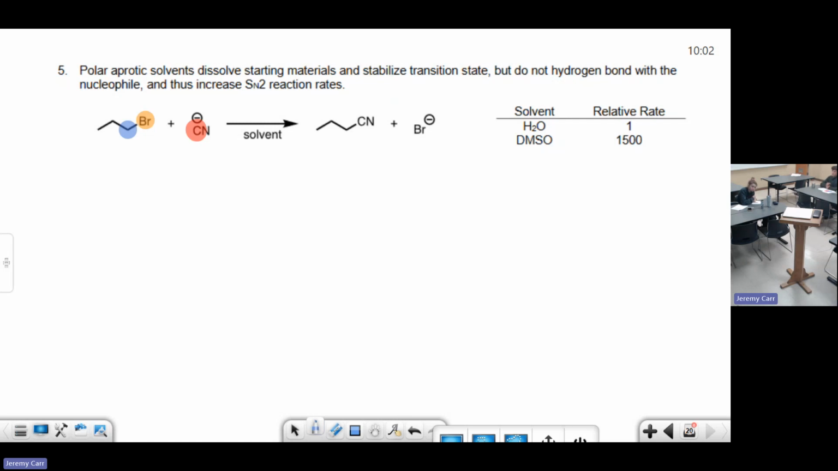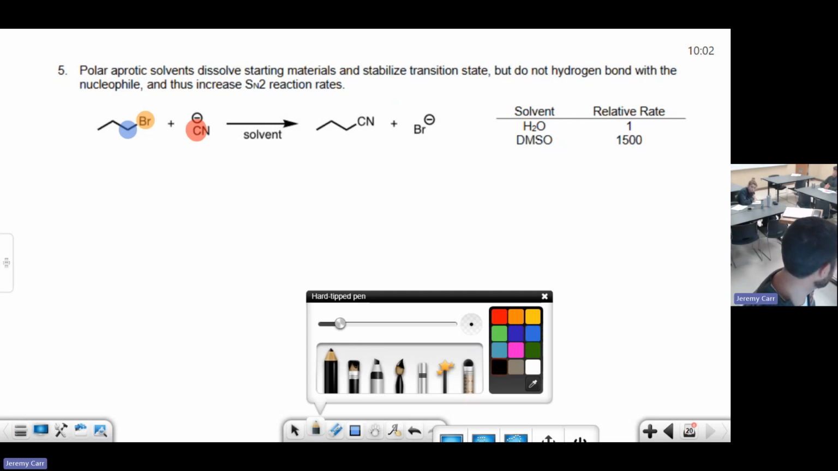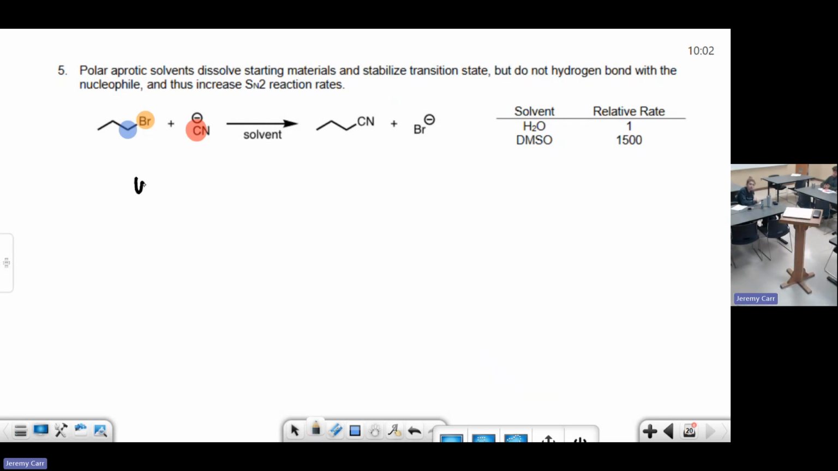When you run the reaction in water, the relative rate is 1, meaning the reaction is very, very slow. But when you run it in DMSO, 1500, really fast. Okay, so what's causing this? Why is this actually happening here? So we should probably start by taking a look at the structures for both of these. So here's our water.